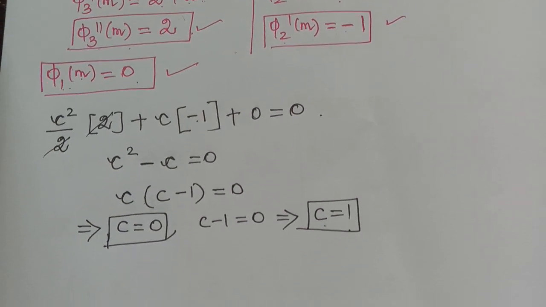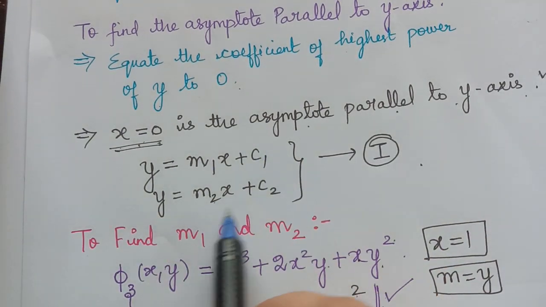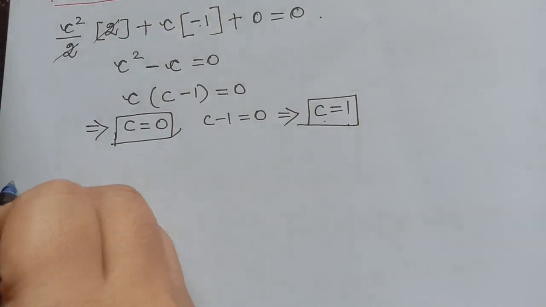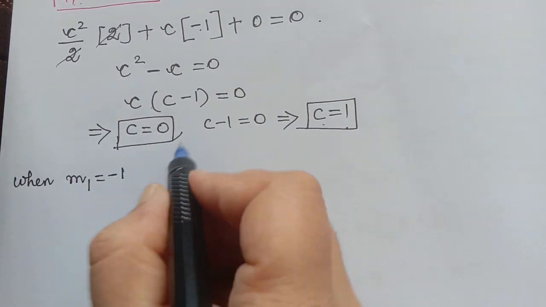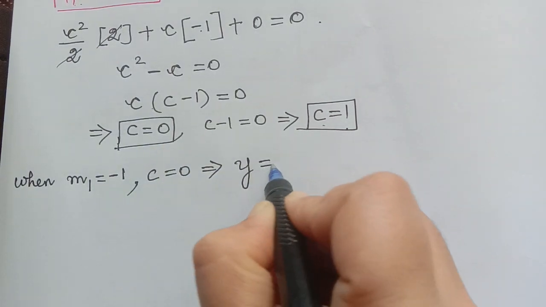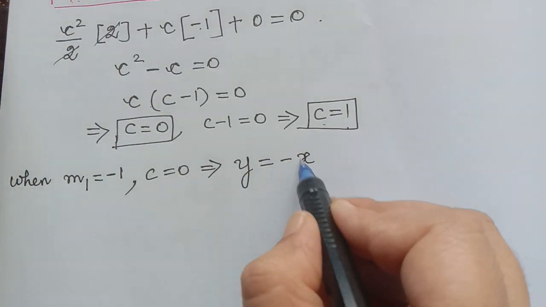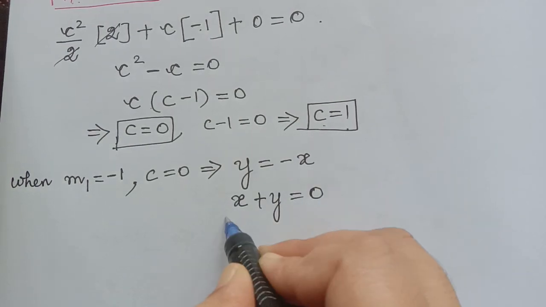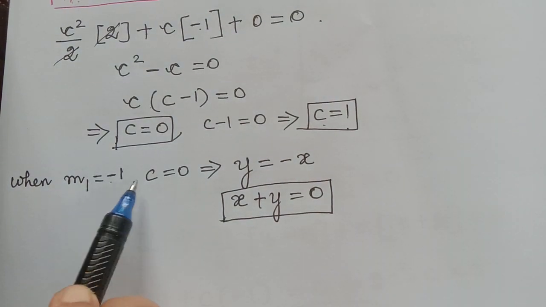Now we have to substitute this in this equation of the asymptote and find the two asymptotes. When m1 is equal to minus 1, and if we take c as 0, what will be the equation? y is equal to m1x, so minus x plus 0 anyway. So from this, if you bring this minus x to the left, it will be x plus y equal to 0. This is the equation of the asymptote when m is equal to minus 1 and when c is equal to 0.